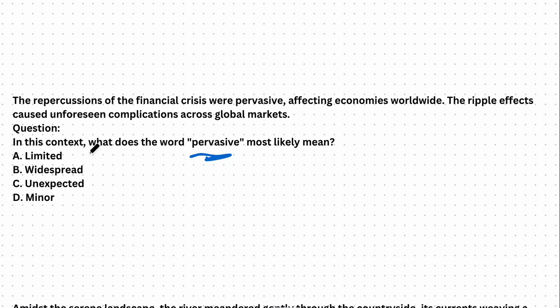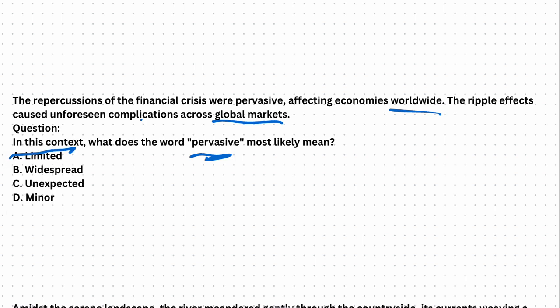So if you're reading this extract, you're looking at this large crisis. That's clear. We have the word worldwide. We have the word ripple effects, complications across global markets. It seems to be something that's big. So would the word pervasive likely mean limited, which is small? No. Definitely not, because we've already seen that if we've looked at the words around it, they all suggest something that is large, that is wide. So immediately we can eliminate A.